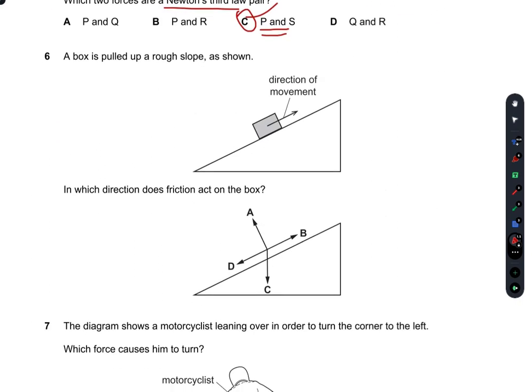A box is pulled up a rough slope as shown. In which direction does friction act on the box?